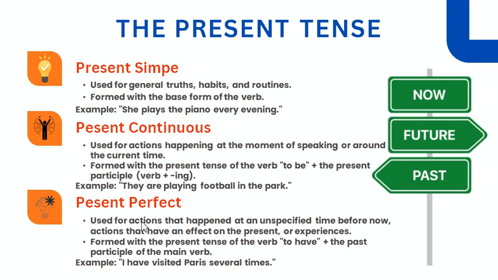The other one is present perfect. Present perfect is another form of present tense, which we use for actions that happen at a specified time before now.